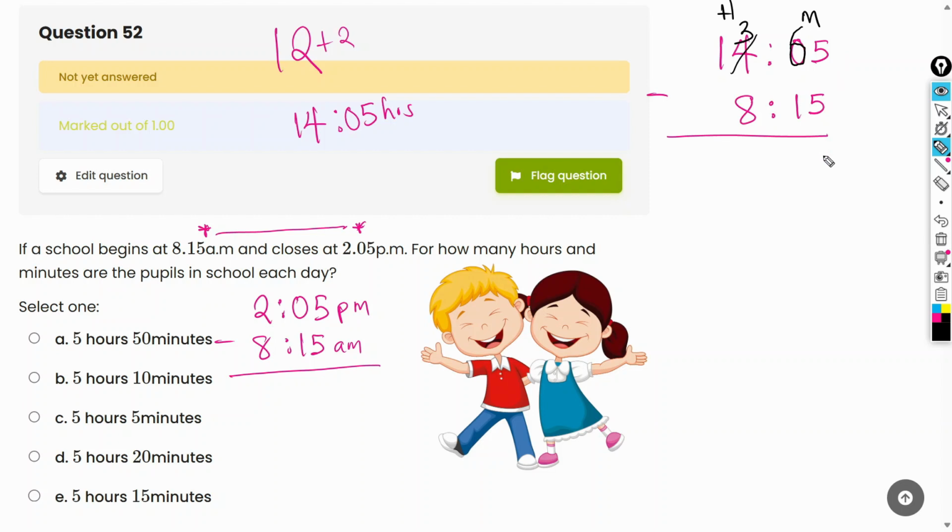5 minus 5 is 0. 6 minus 1 is 5. 3 minus 8, it wouldn't work, so we borrow 1 and carry it over. That's 13 minus 8, which is 5. So it means we have 5 hours, 50 minutes from 8:15 a.m. to 2:05 p.m. 5 hours, 50 minutes.